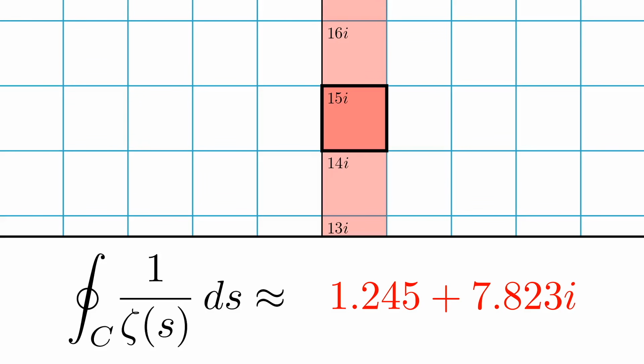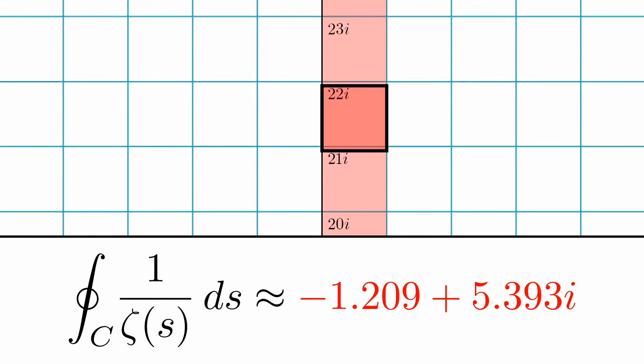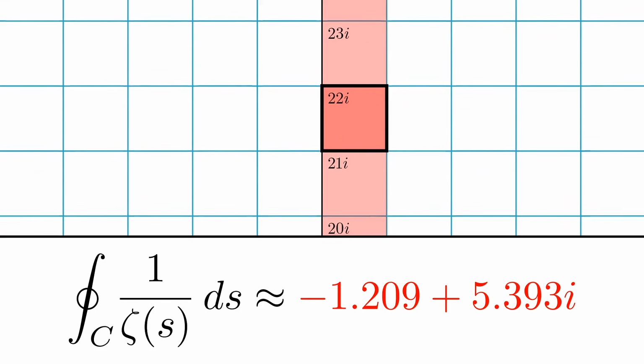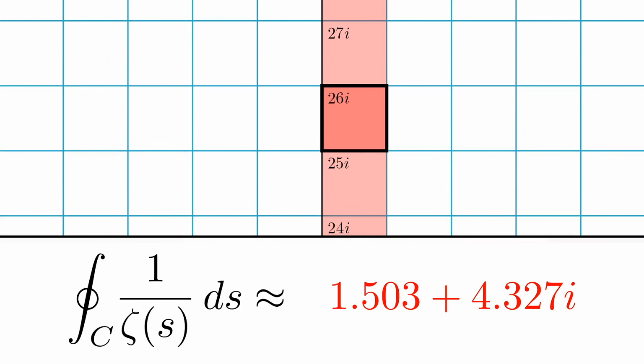The first such 0 we find is here with imaginary part between 14 and 15. The next has imaginary part between 21 and 22. And the next has imaginary part between 25 and 26. Our method works, but it has 3 key problems.